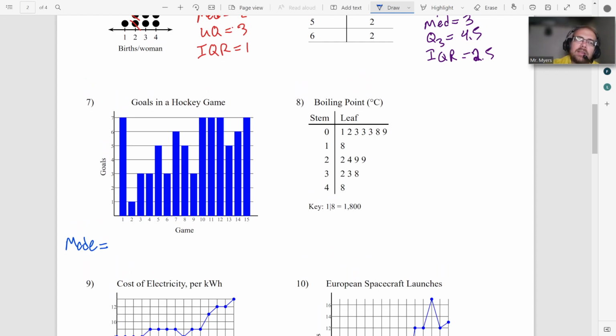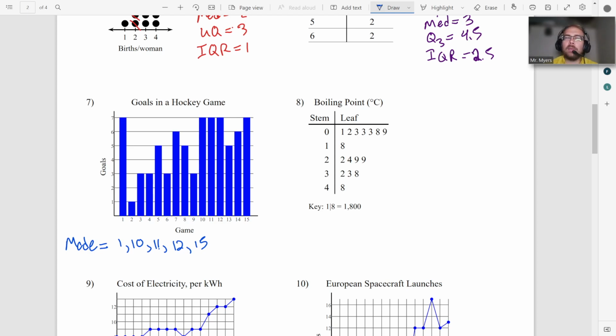So, games 1, 10, 11, 12, and 15. All 5 of those games had 7 goals. So those are all the mode. You can have several modes as long as they have the same frequency and the highest frequency compared to any other frequency.